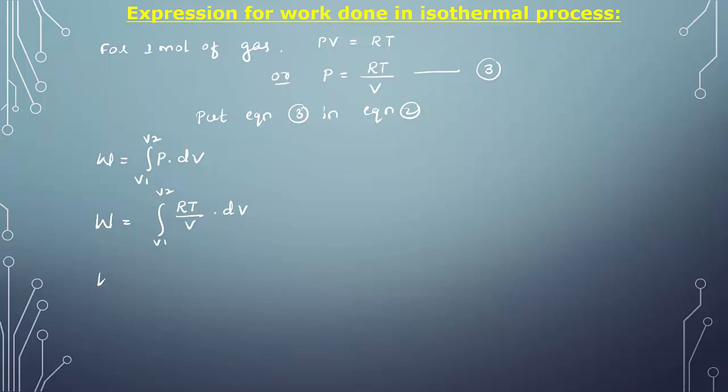Let us take the constant terms outside. The universal gas constant R is taken outside. In an isothermal process, temperature is also constant, so take it outside. Remaining is 1 by V into dV from the limit V1 to V2. Right? Now we have to solve this equation. W equal to RT times the integration of 1 by V, which is of the form integration of 1 by X dx, equal to log X.